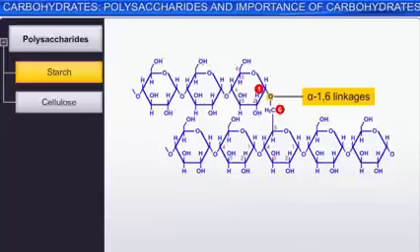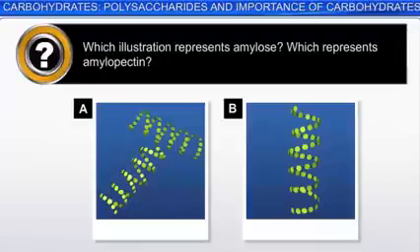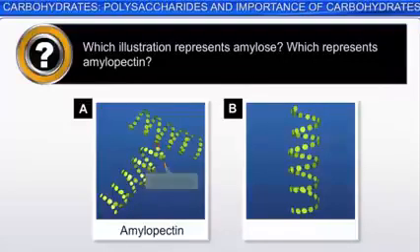Consider the illustrations here. Which one best represents amylose? Which one best represents amylopectin? You just learned that amylose is an unbranched chain, whereas amylopectin is branched. Therefore, picture A shows amylopectin with its branched chains. Picture B shows amylose. Note that the unbranched chains of amylose often adopt helical structures.